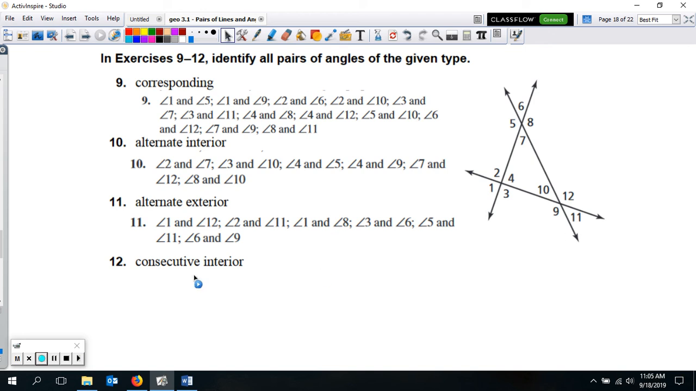So those are the alternate exterior ones. And then do now number 12, consecutive interiors. So we're back inside, like the 2, 4, 5, 7 numbers, those kind of ones. But they're on the same side of the transversal. So go ahead and write all those down. Again, there should be 6 pairs. So do number 12 and then go ahead and play the video for our last one.